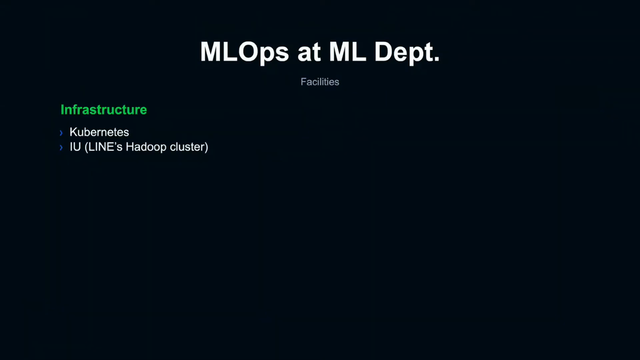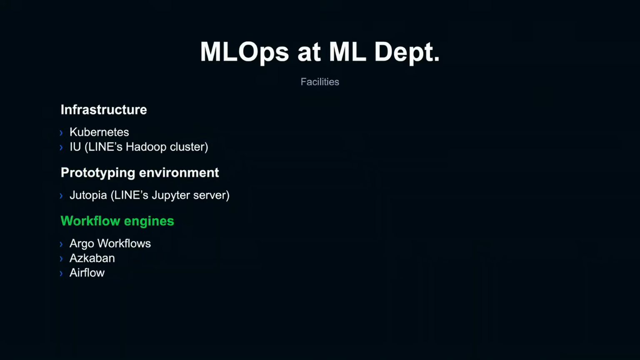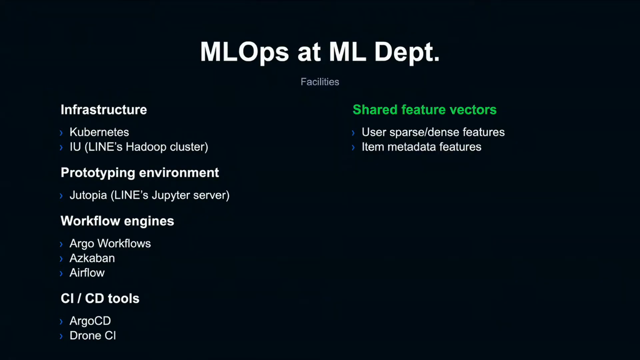First, we use Kubernetes and Hadoop as our primary computational environment. Line is running a huge Hadoop cluster called IU, and data from each service is dumped into the IU on a daily basis. Data analysis and experimentation are done using our in-house Jupyter server. Batch jobs utilize a variety of workflow engines, and release management with the CI/CD tool is standard.